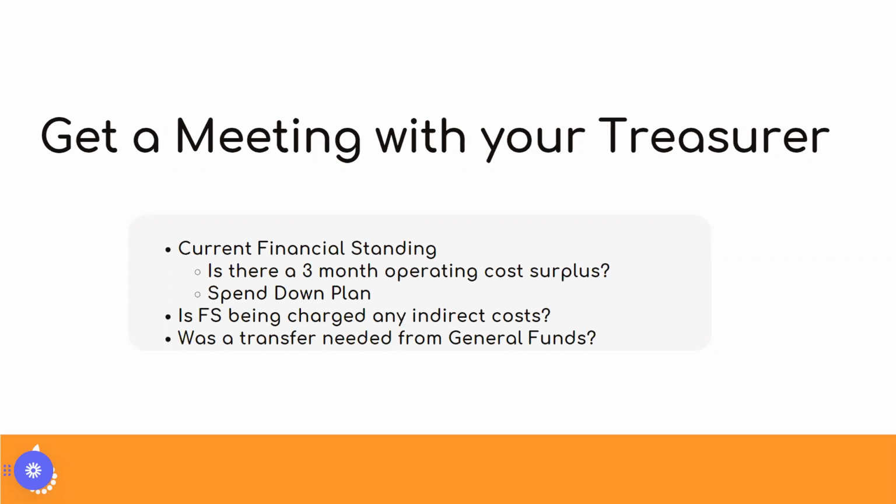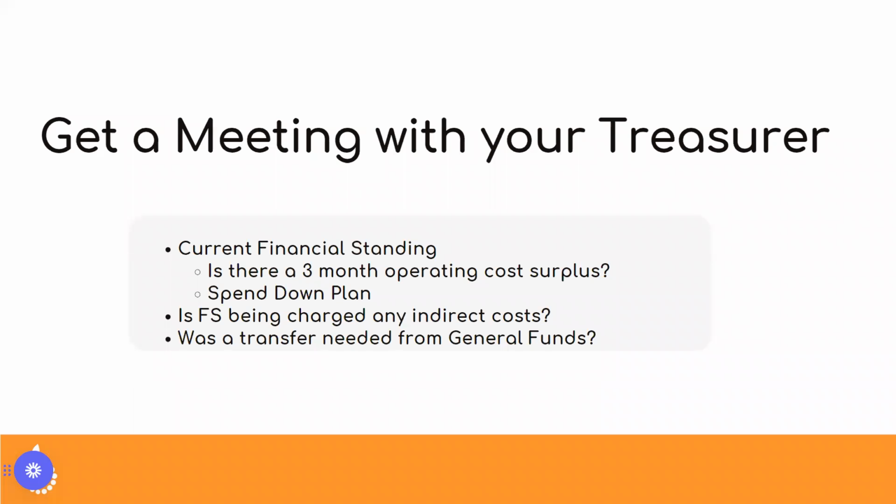You're also going to want to know if you are being charged any indirect costs. What are indirect costs? Those are things like garbage, the internet, telephone. So make sure that you do know if those things are being charged to your food service account. In most instances, that does need to be approved by ODE when the district is charging indirect costs to the food service account.